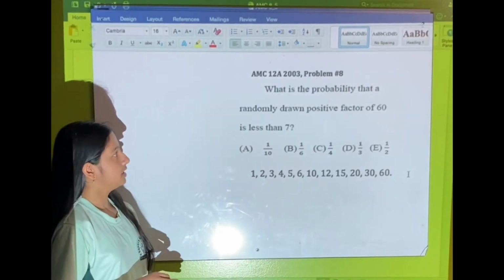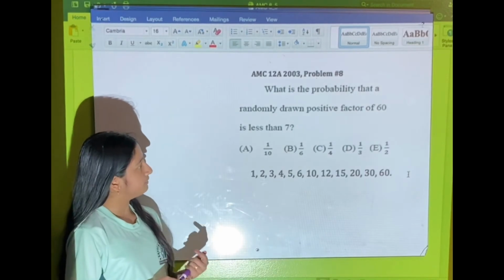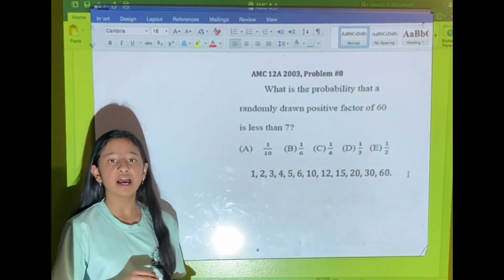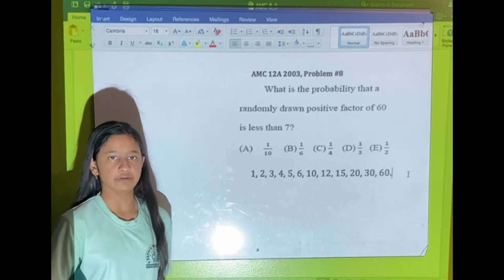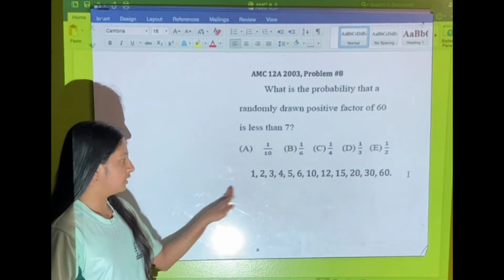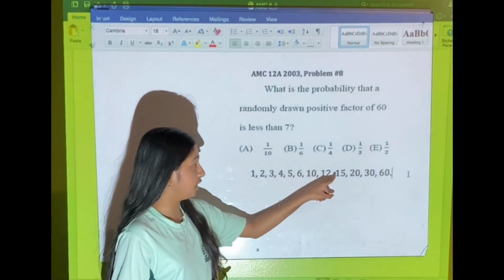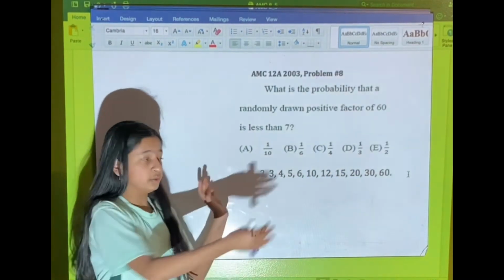Okay, next example. What is the probability that a randomly drawn positive factor of 60 is less than 7? To find this out, we're first going to need to know the factors of 60. They're listed right here: 1, 2, 3, 4, 5, 6, 10, 12, 15, 20, 30, and 60. You can see how they group together.